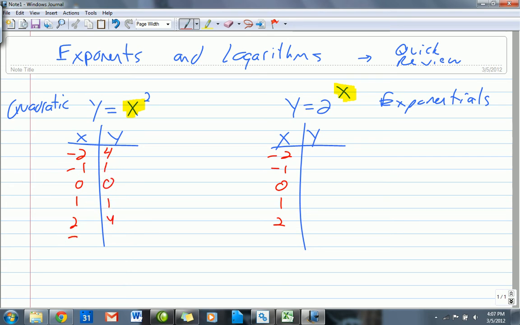All right, let's go up a couple more just to get crazy. I'm going to square 3. I'm going to square 4, etc., etc. Okay, and so that's the squared function, right?